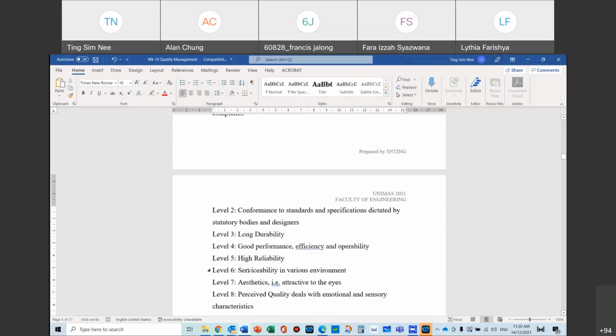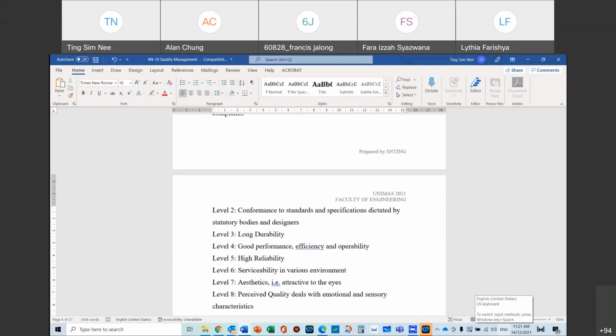Level 6 is serviceability, meaning that you can use it in various environments. You can use the car in the snow, you can use the car under the hot sun, you can use the car to swim if you want to. So if its design is supposed to be like that, level 6, then it is level 6. Then you have to check against level 6.